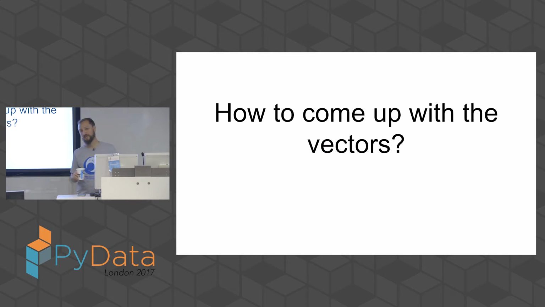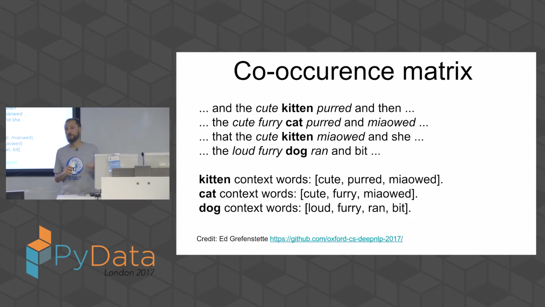Okay, so the question is how to come up with these vectors. So how do I find a good vector for king and a good vector for queen? And I need to get a co-occurrence matrix.